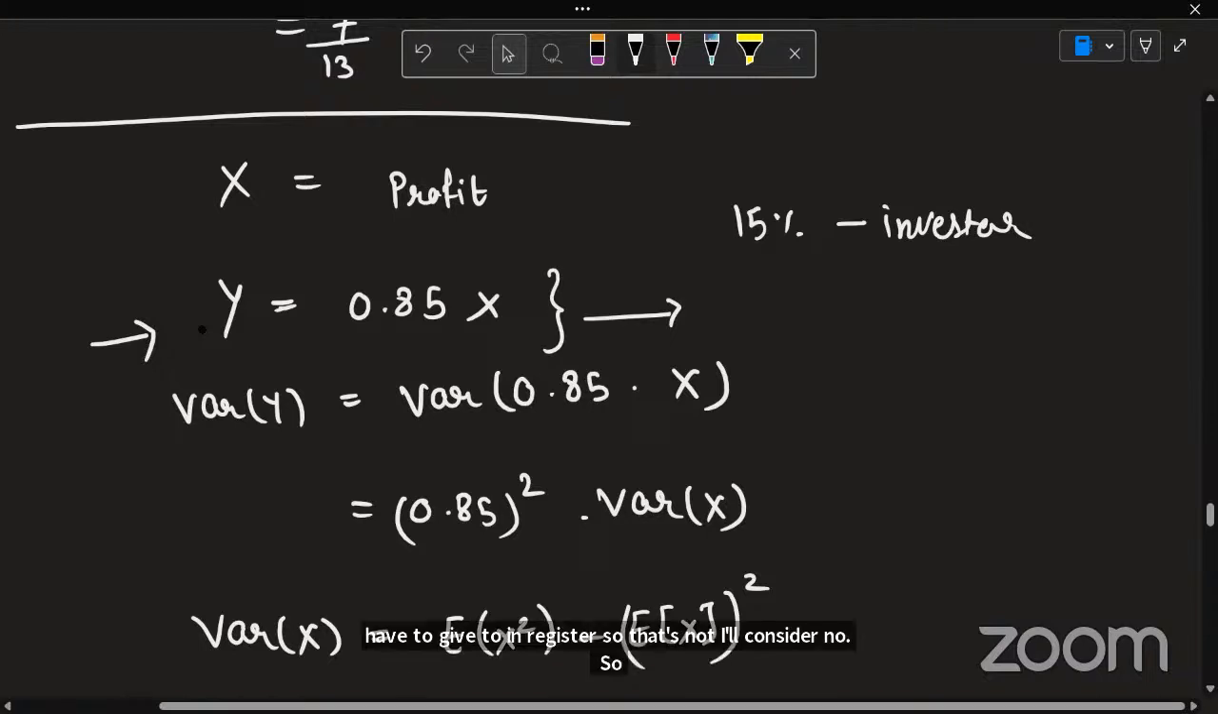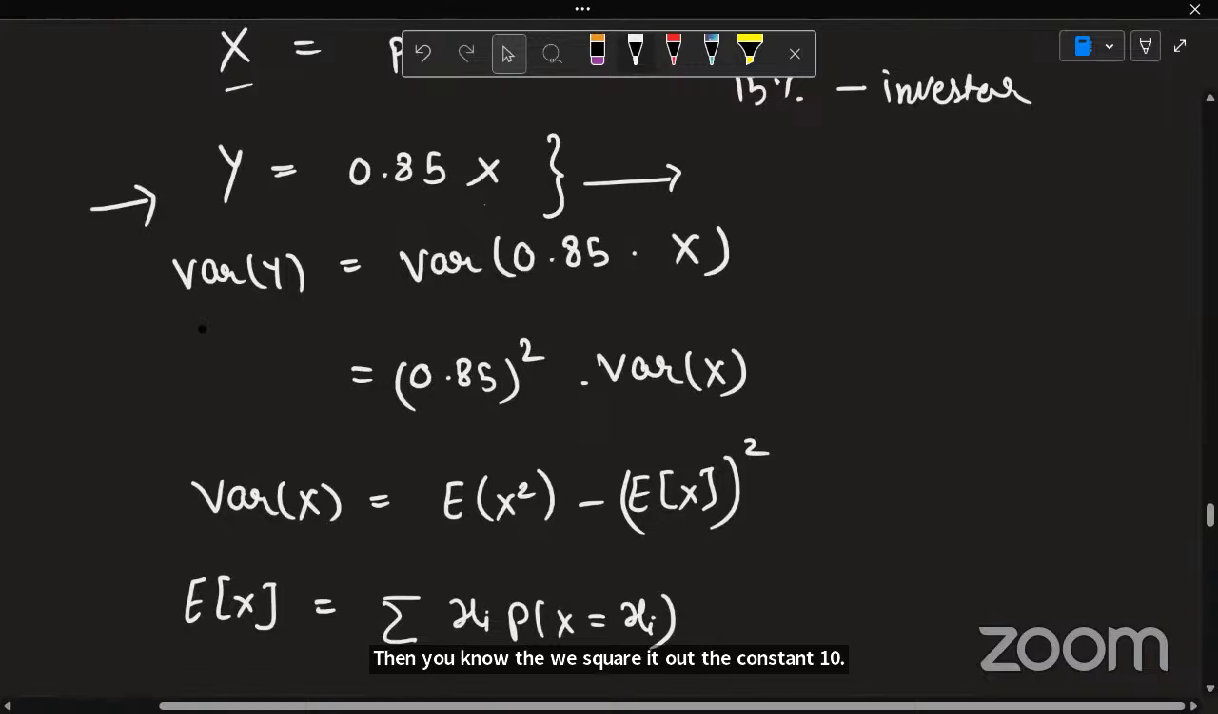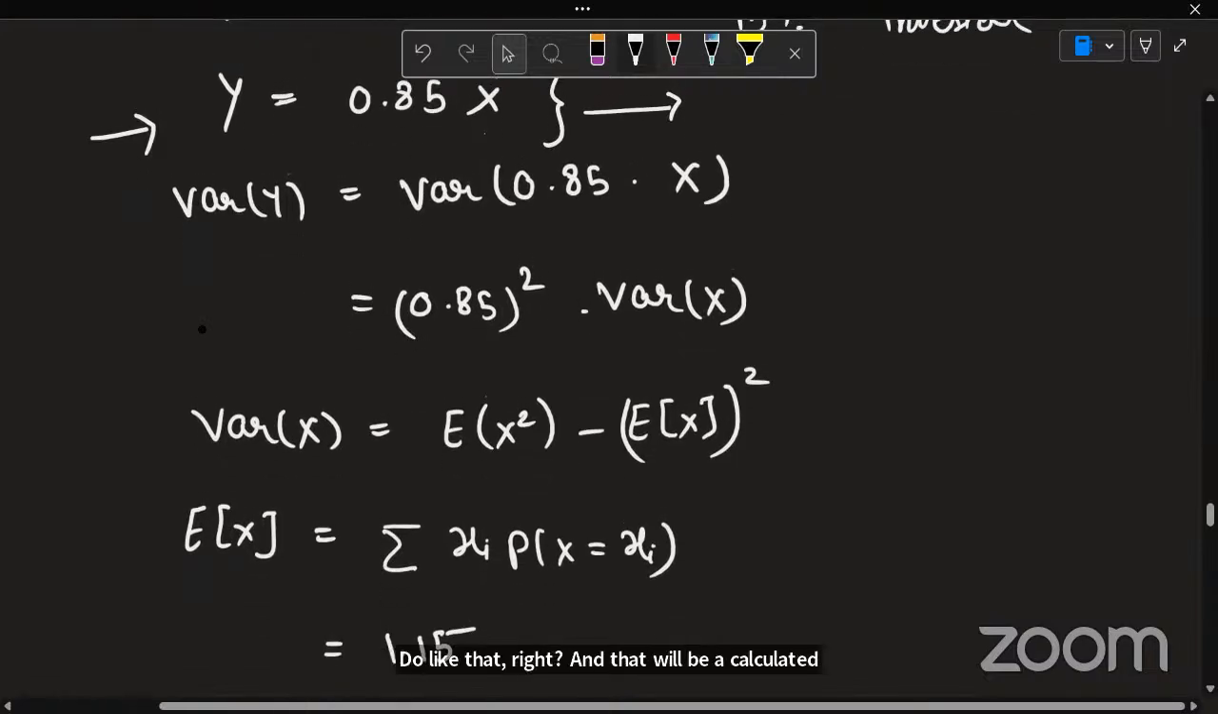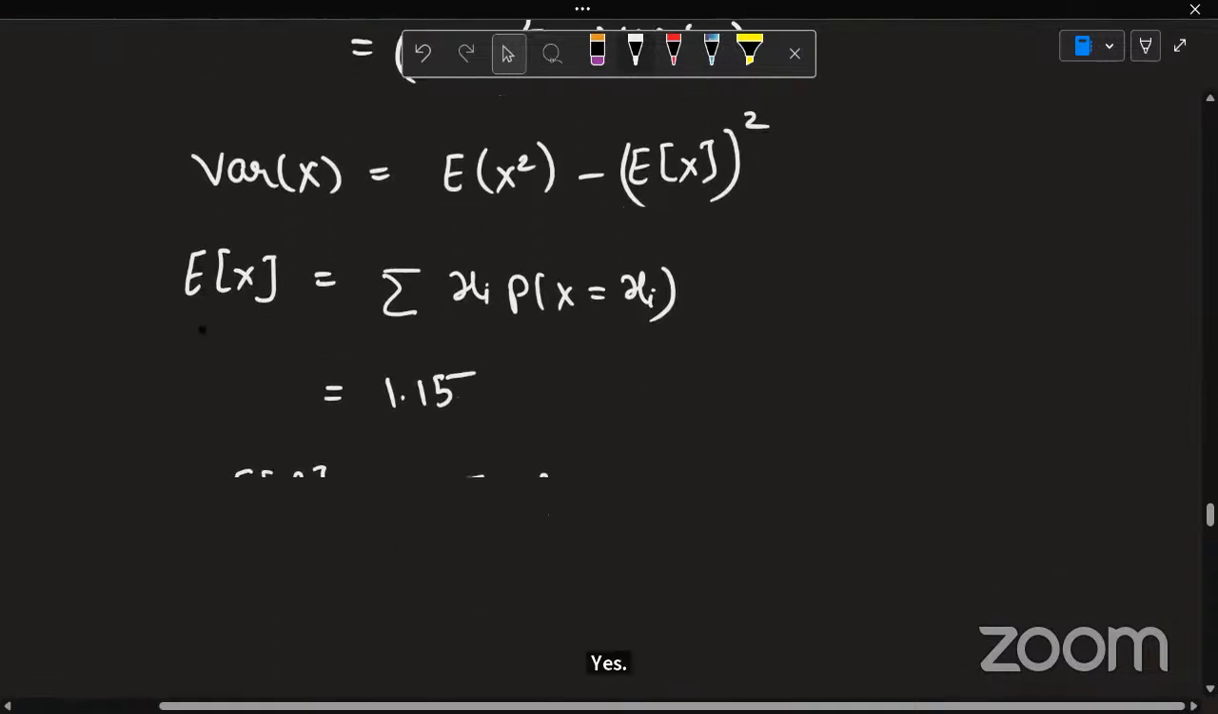So why are we taking y? y is another random variable which is a function of x only. When you calculate the variance of y, it is the variance of 0.85 times x, where we square the constant. Then we have calculated the variance of x. Once we get the variance of y, we can have the standard deviation. The rest of the part was calculation only.